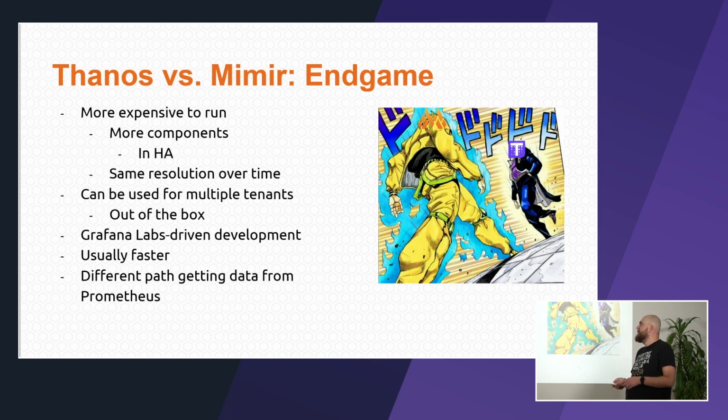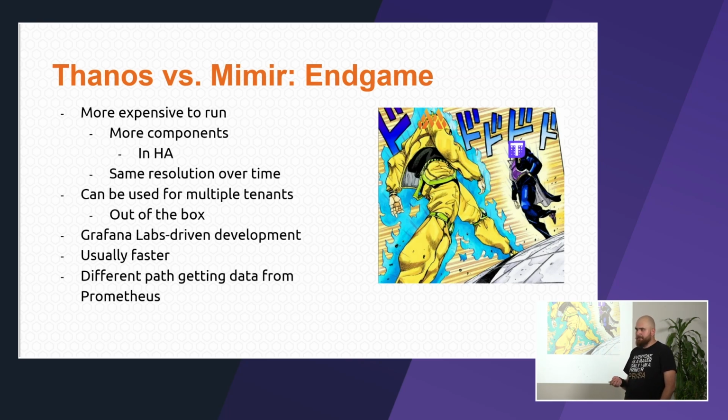Okay, Thanos versus Mimir. Mimir is more expensive to run. You have many more components, and if you run it in high availability, you have even more components to run. What Mimir doesn't support is downsampling. It has the same resolution of the data over time. So if you have 10 years of data, you have 10 years of raw data. Basically, we have over 2 years of data, and thanks to Thanos, we don't have raw data. We have downsampled data: after 1 year, we have 1 hour downsampled data.